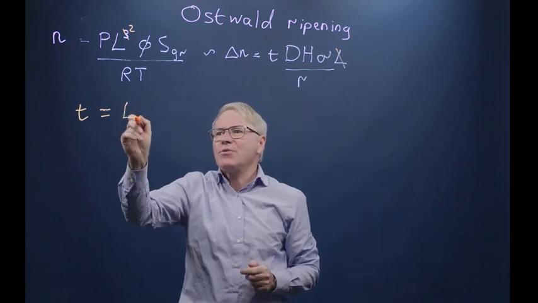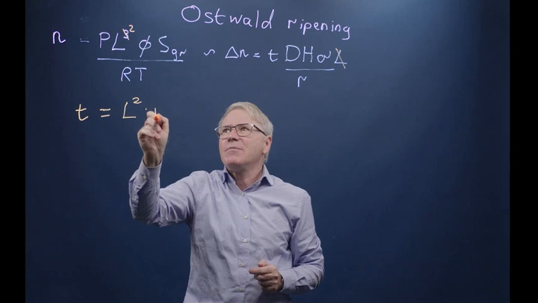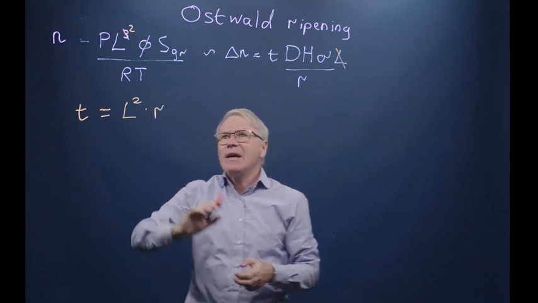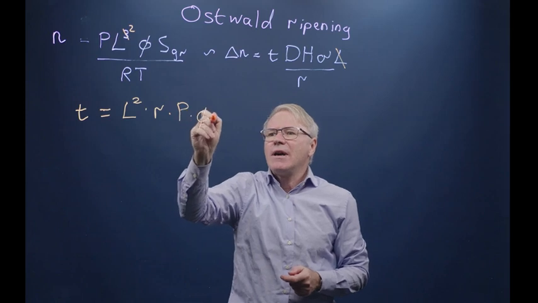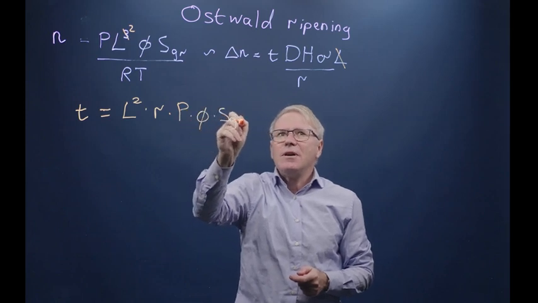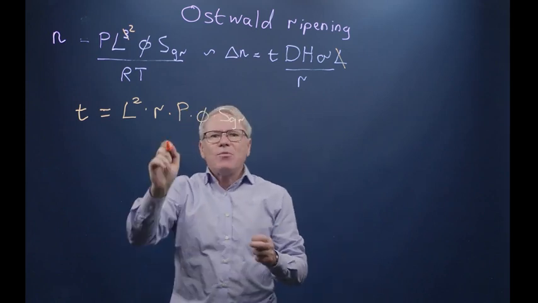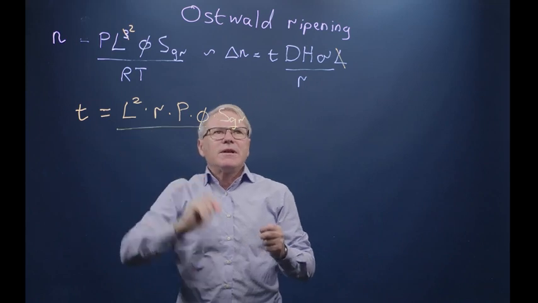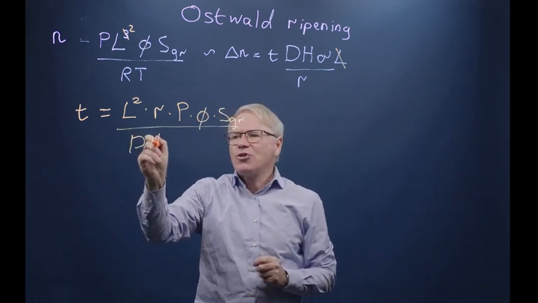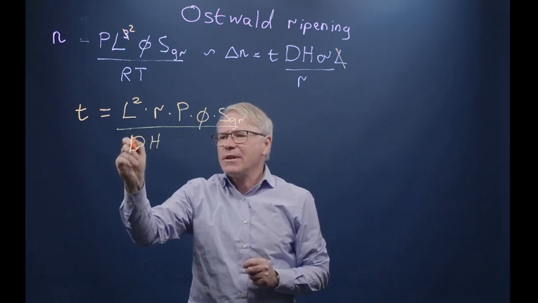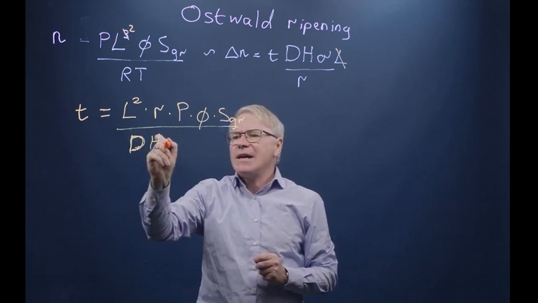We've got an L squared times a radius. Okay, then we've got P phi SGR. And then what have we got? In the denominator, we've got D H. Sorry, that's not written very nicely. That's a diffusion coefficient, D H R T.